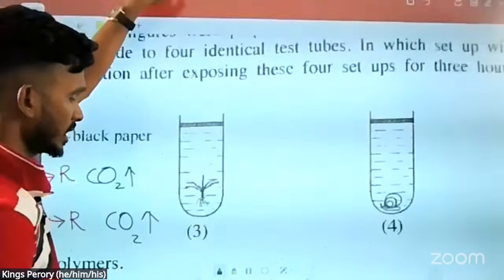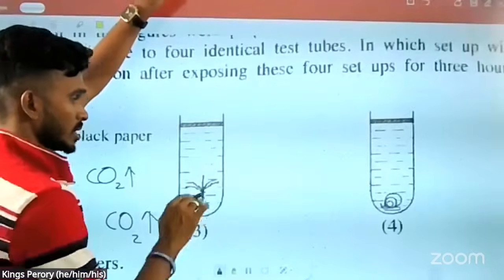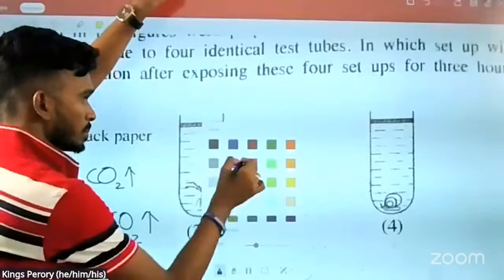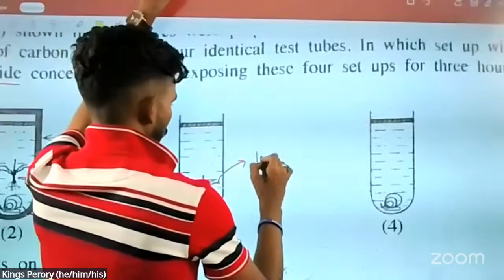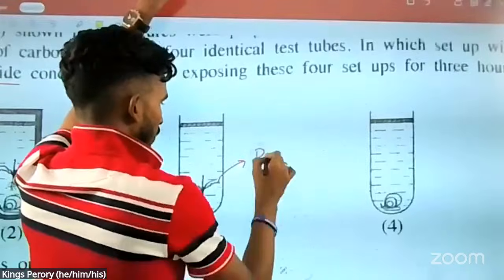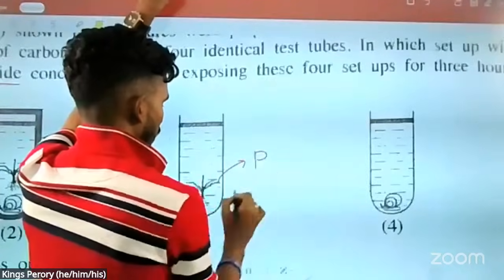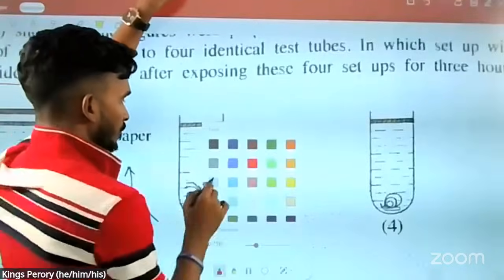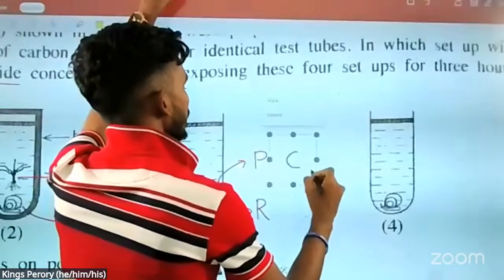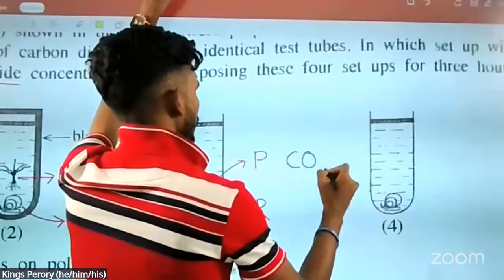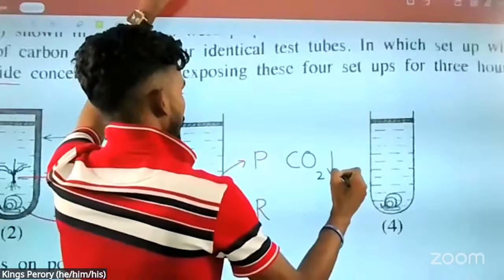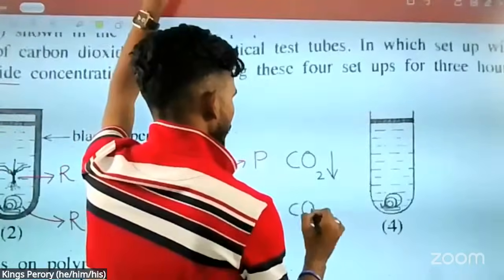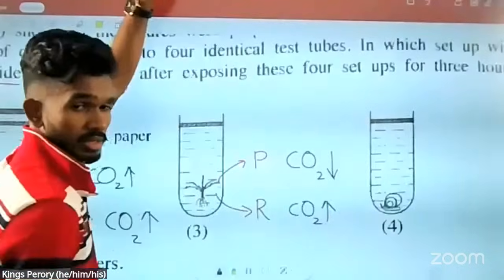Come to the third setup. Plant is there, light is also there, which means the plant will guaranteed do photosynthesis as well as respiration. During photosynthesis, carbon dioxide is absorbed, then carbon dioxide level decreases. During respiration, carbon dioxide is released, then carbon dioxide increases.